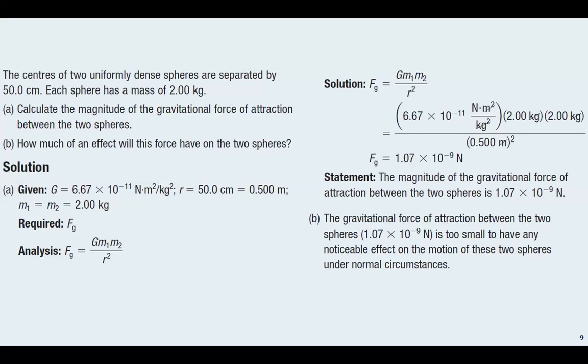Then we can answer the following question. The gravitational force of attraction between the two spheres is 1.07 times 10 to the power of -9 newtons, which is too small to have any noticeable effect on the motion of these two spheres under normal circumstances.